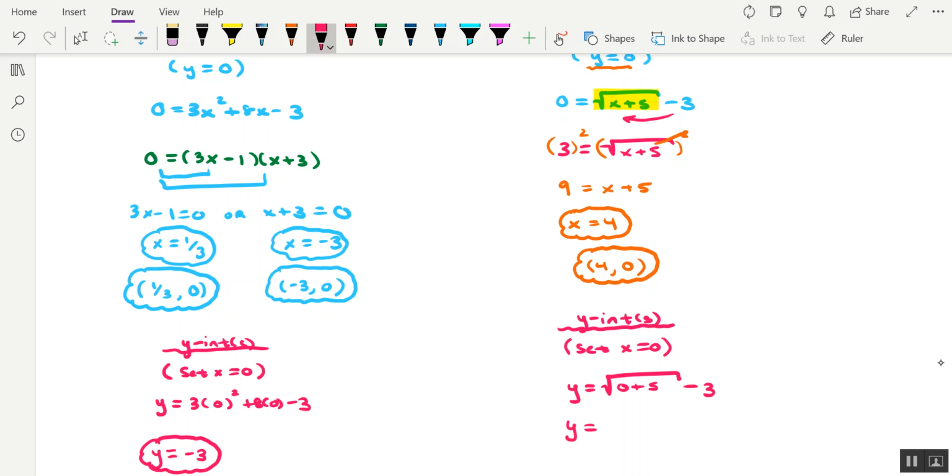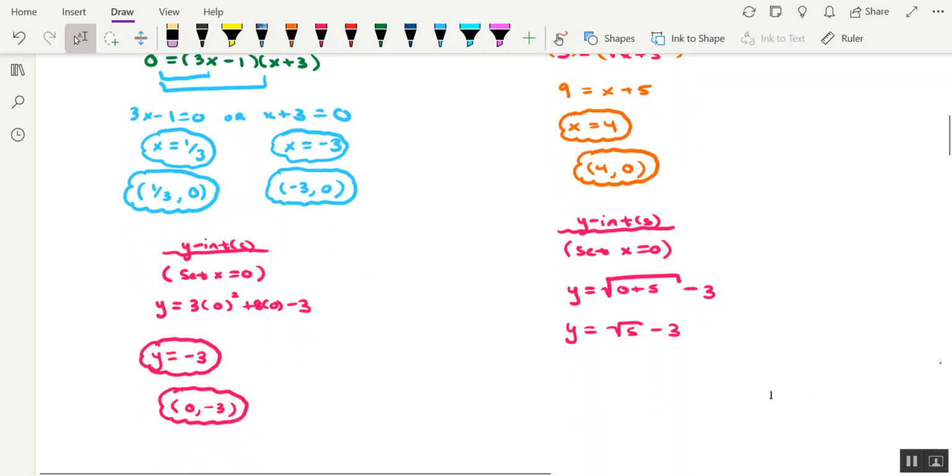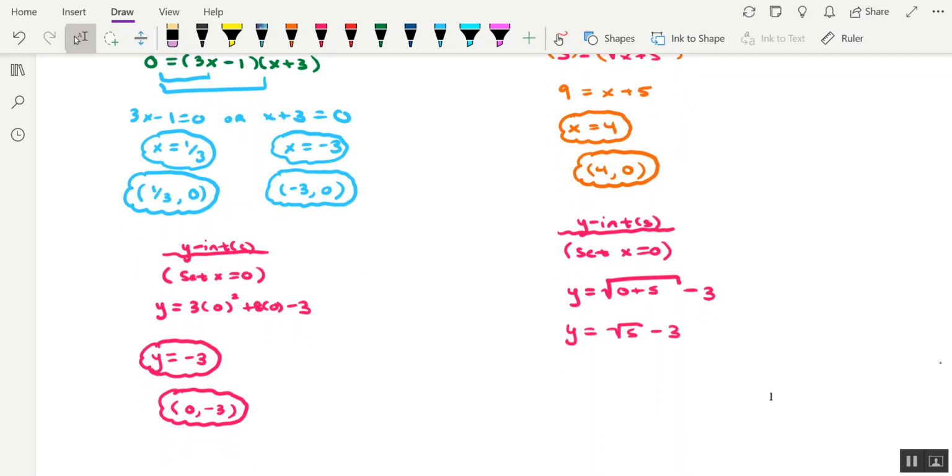Adding 0 and 5 inside the radical gives us the square root of 5 minus 3. And that's about as far as we can go in terms of simplifying it down to a single number. In this case we'll have to leave it as the expression radical 5 minus 3 because those two are different types of numbers, so we're not able to combine them via subtraction. So this would be an exact answer version of our y-intercept. As an ordered pair, x was replaced with 0, so the x-coordinate will be 0, and the y-coordinate can be written out as radical 5 minus 3.